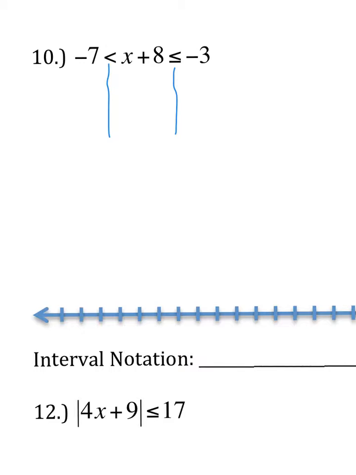So I'm going to pretend that. Don't pretend that. That was stupid. Pretend that this thing doesn't even exist. What would you do to both sides? Well, you'd subtract 8 to both sides. We just got to make sure we do it to all three sides.